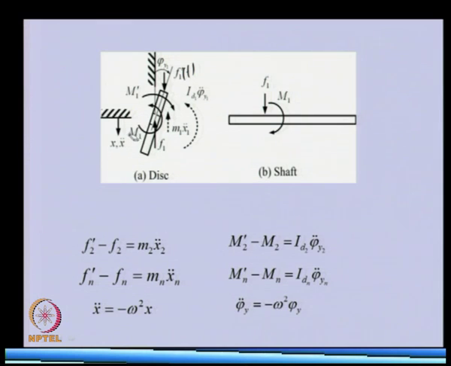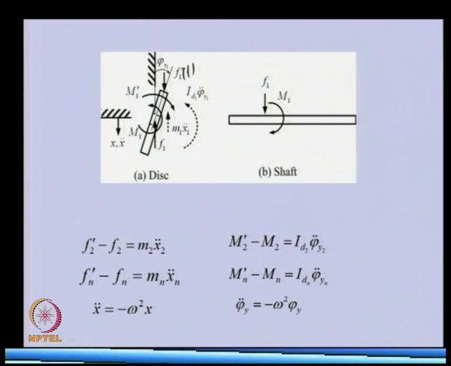This may come if the disk is not perfectly perpendicular to the shaft. If it is slightly tilted, this kind of external moment may come onto the shaft, onto the disk, because of the tilt of the disk. So, M1 prime and F1 prime are the external forces.